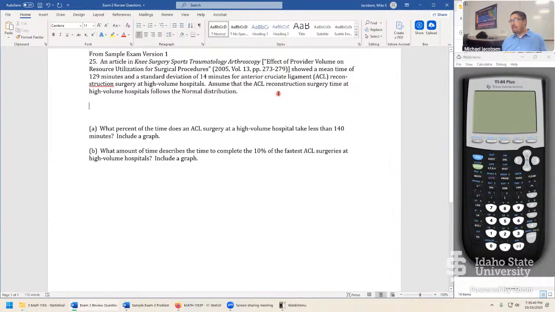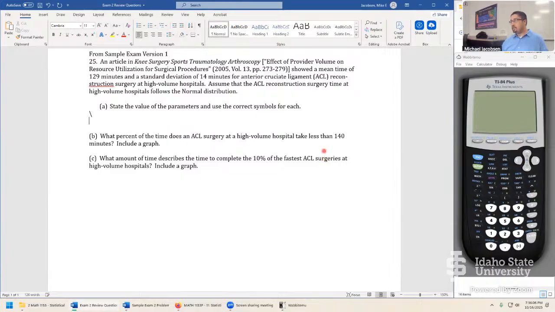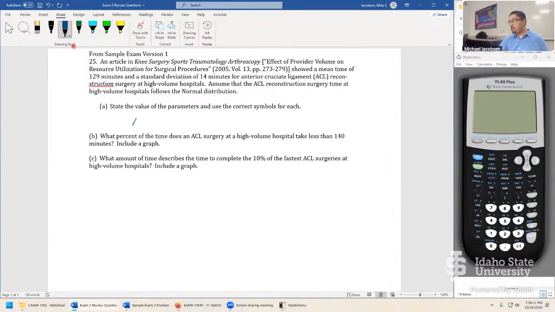One thing the exam is actually going to say, to start it off, there'd be a part A that goes, state the value of the parameters and use the correct symbols for each. So let's make a slight revision there to make it more similar to a real exam question. By the value of the parameters, the symbols we're going to be using are the symbol mu and a symbol for sigma.